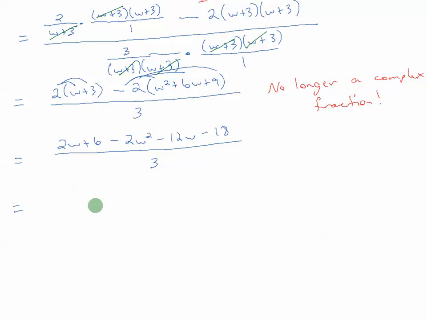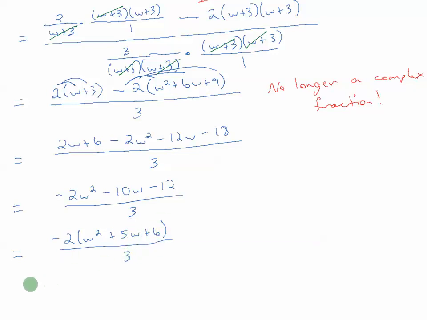Combining like terms and putting in descending order, I have negative 2w squared. Then I've got 2w minus 12w, that's negative 10w. And I've got 6 minus 18, which is negative 12, all over 3. So let's go ahead and factor the top, because I'm trying to reduce if possible. I can pull a negative 2 out on top, leaving w squared plus 5w plus 6, all over 3. And then the trinomial factors as w plus 2 times w plus 3, and we can see that there is no factor on the top that will cancel with the factor of 3 on the bottom, so we are done.